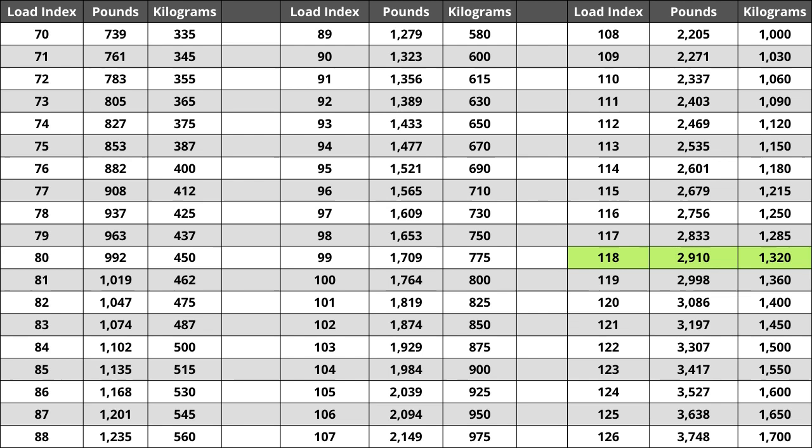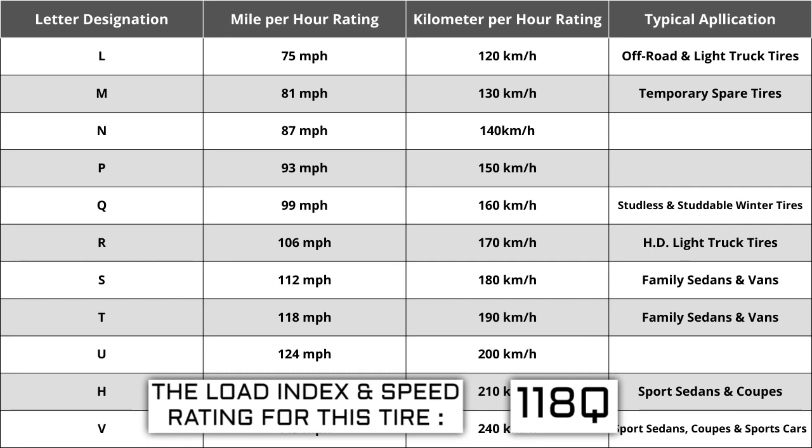Each letter has a corresponding speed rating approved by the Department of Transportation and the tire manufacturer. Alphabetically, the speed rating increases as the letters advance from A to Z, except for the letter H, which we'll explain in a minute. The most common speed ratings range from L, 75 miles per hour, to W, 168 miles per hour. High-performance racing tires speed rated 168 miles per hour or higher are marked ZR.